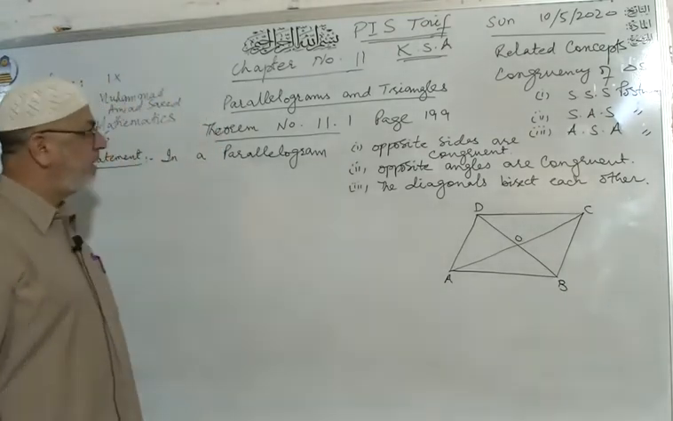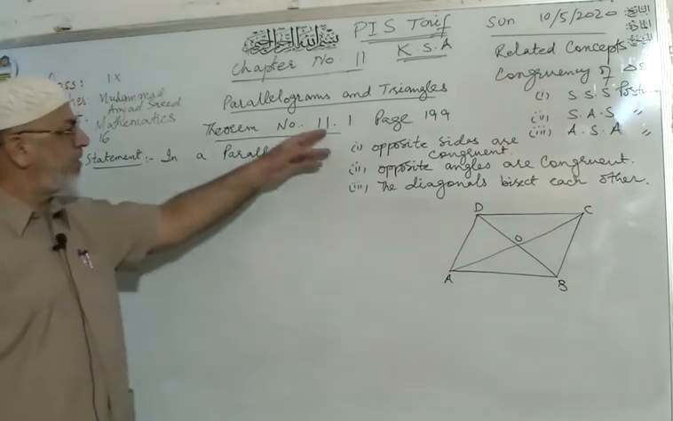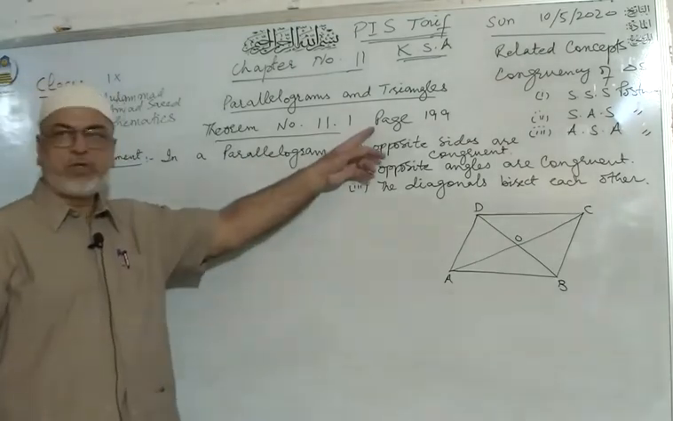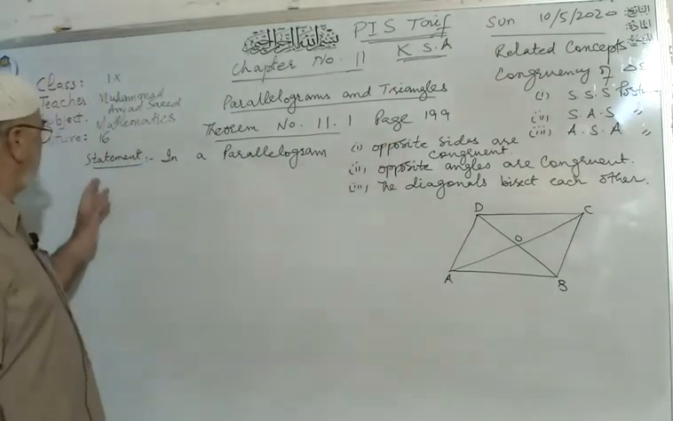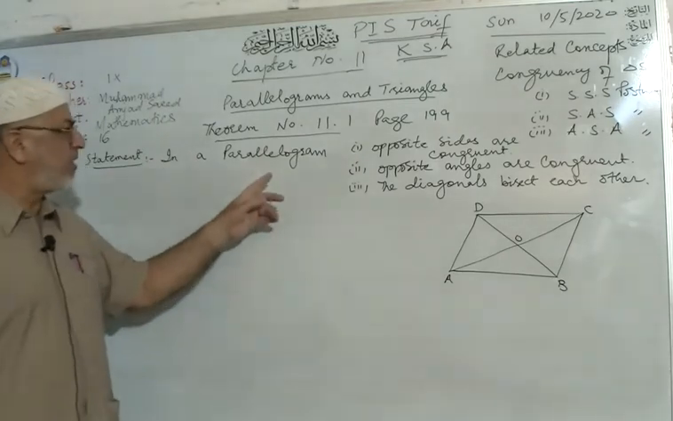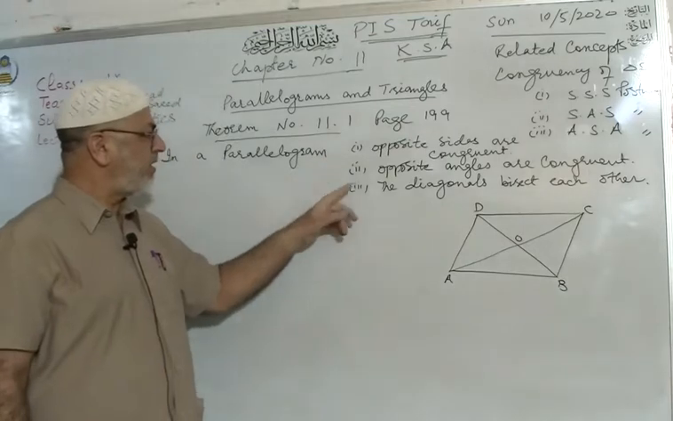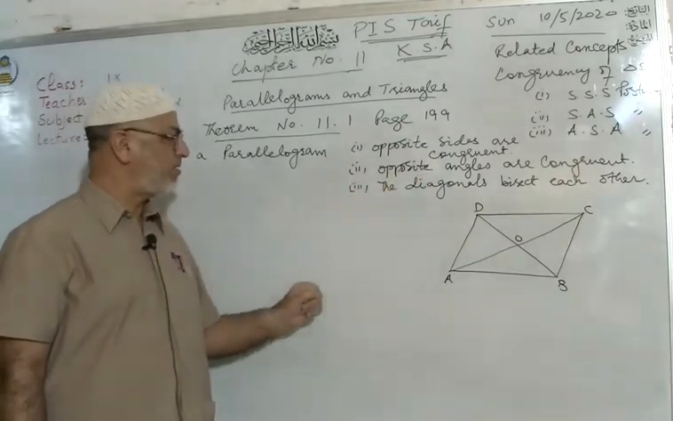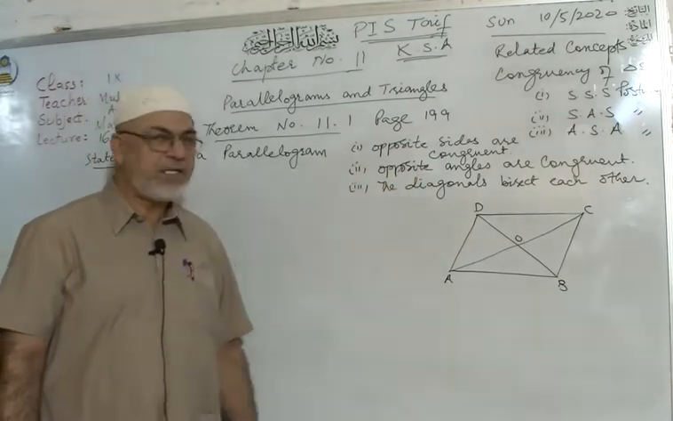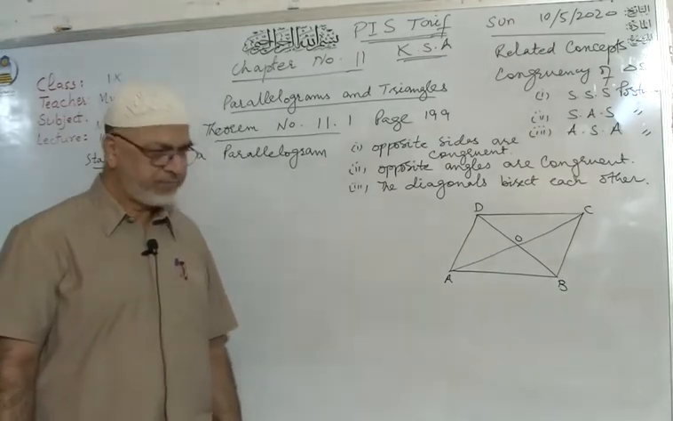So first of all, we are going to have our theorem number 11.1 on your book page 199. The statement is: in a parallelogram, number 1, opposite sides are congruent. Number 2, opposite angles are congruent. And number 3, the diagonals bisect each other.